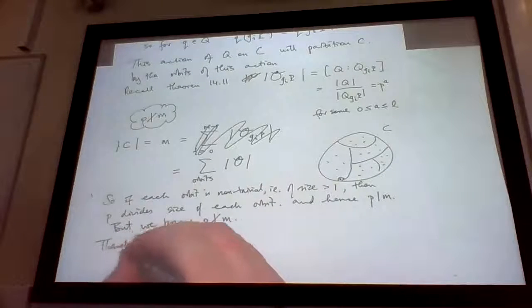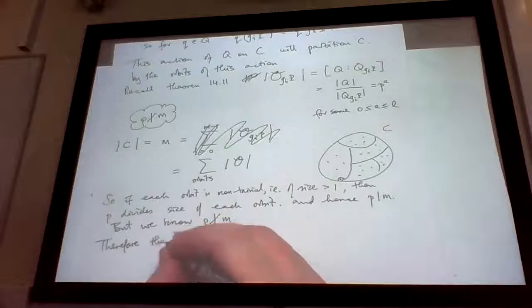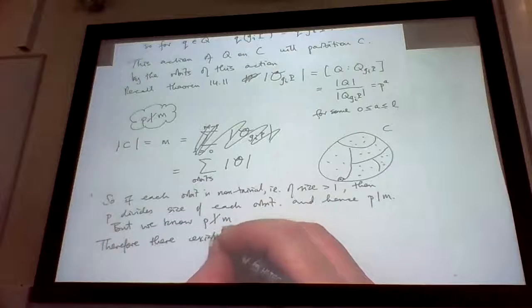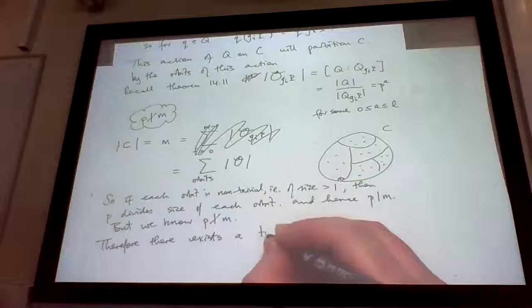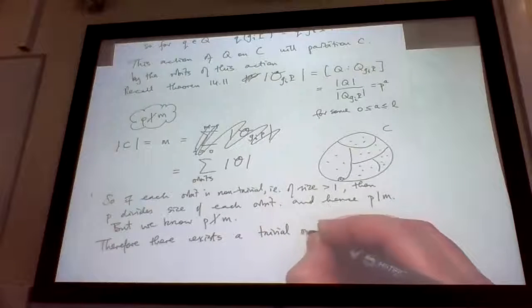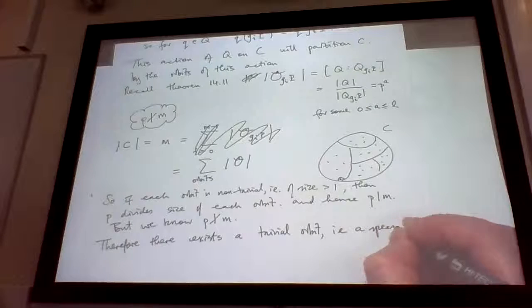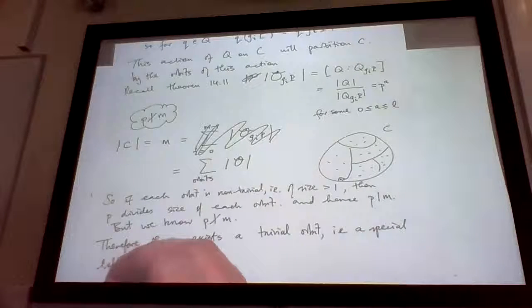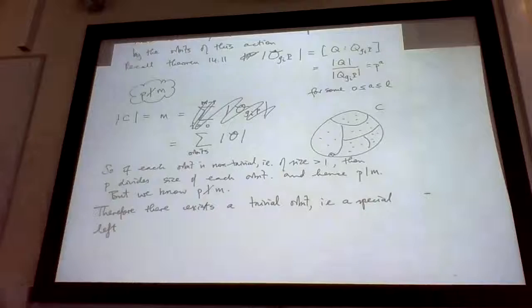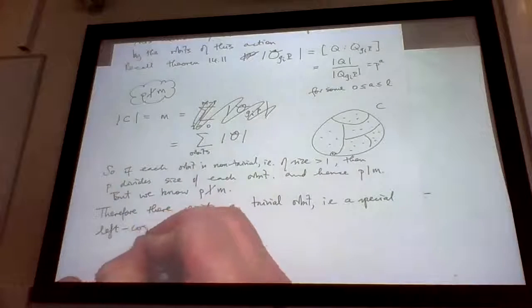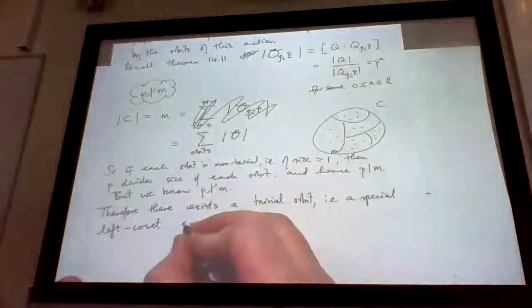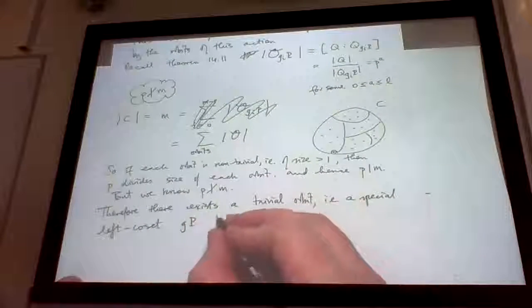Therefore, there exists a trivial orbit, i.e., a special left coset. Well, it could be among a few special ones, but there's at least one special left coset. I'm going to drop the I and just call it GP, for some G.